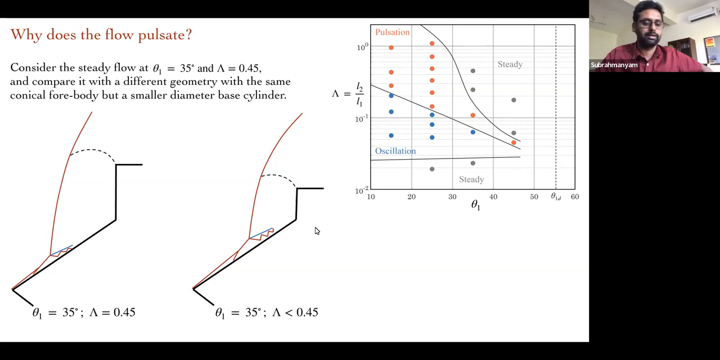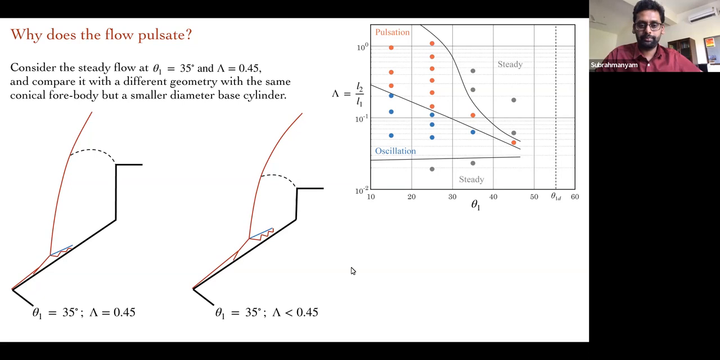So this is the argument here. So I'll use these two sketches for this discussion. So on the left here is theta 1 is 35 degrees, lambda 0.45, right? So this marker here. And on the right is the same theta 1, but we are now looking at a lower value of lambda, something less than 0.45, right? And we make comparisons between the flow structures on the left and the right. Since we fixed theta 1 and reduced lambda, the way we can understand these two geometries is the following. So imagine it is the same forebody cone and moving from left to right, all we are doing is we are switching the half body cylinder with a smaller diameter cylinder. So that is what is happening as you go from left to right.